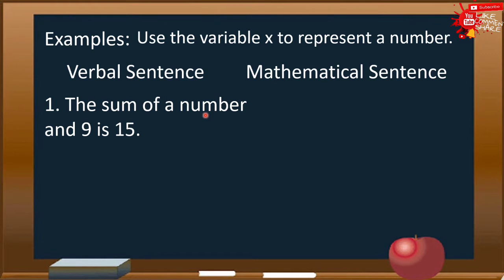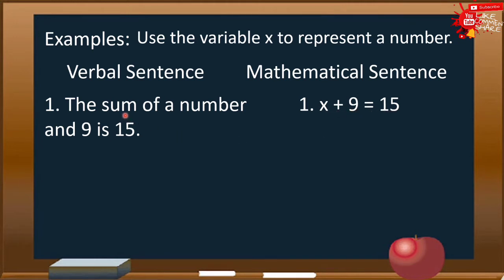So this number will be represented by a variable x. So we don't have a certain value for this number, so we will represent it as x. Then we have 9 and is 15. So is, equal sign, then we have 15. So we have the word sum. So the mathematical sentence for this is x plus 9 equals 15.